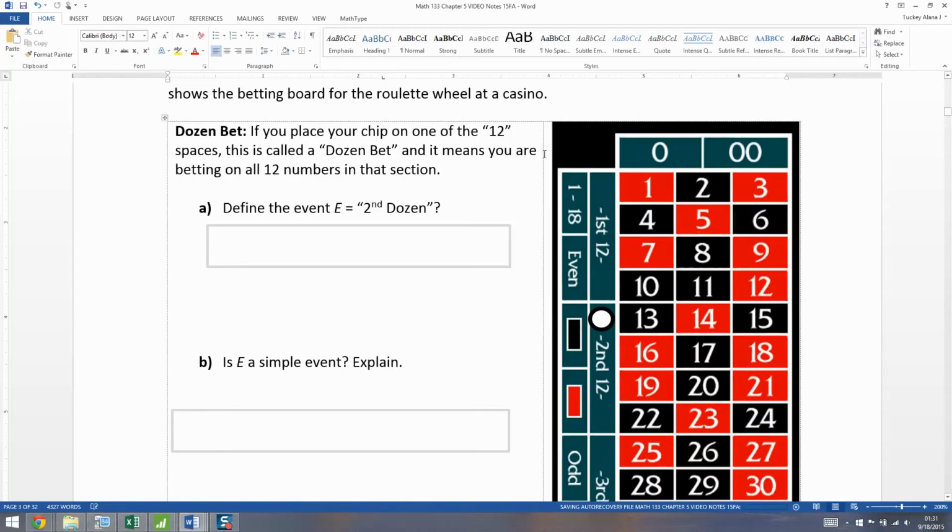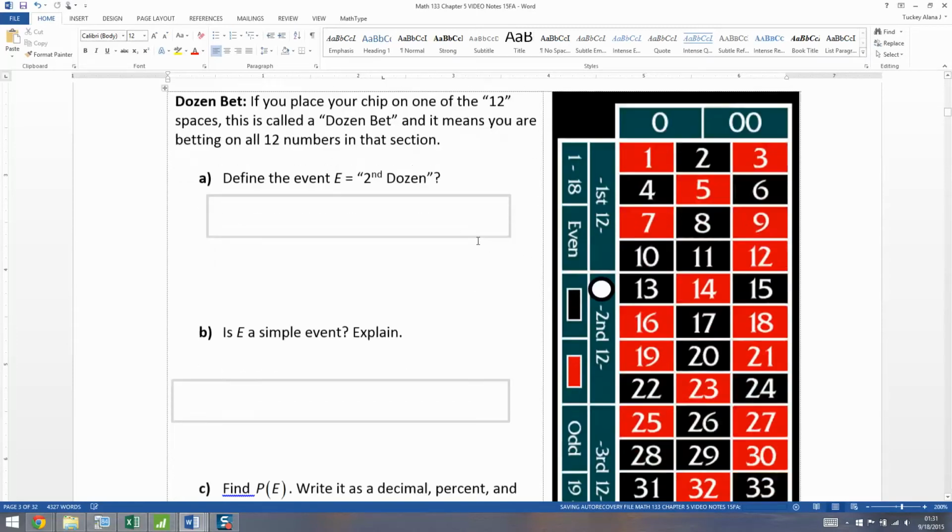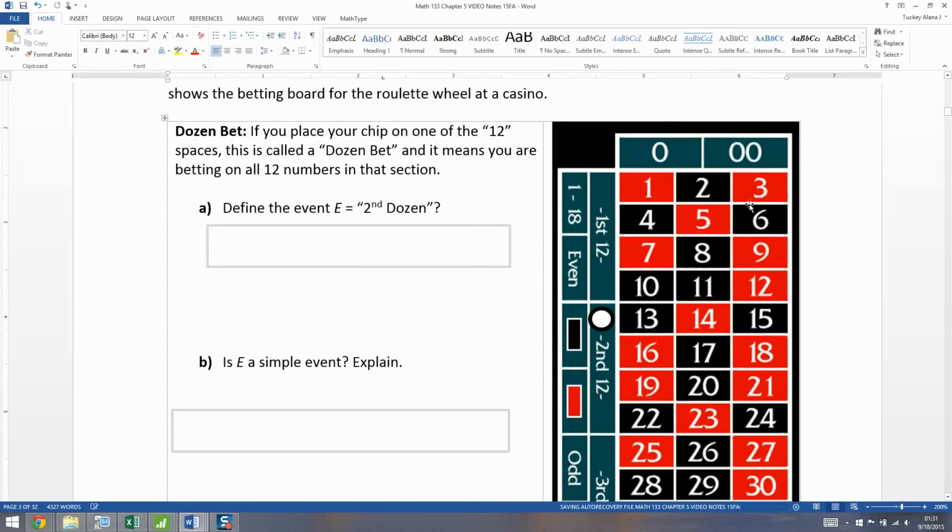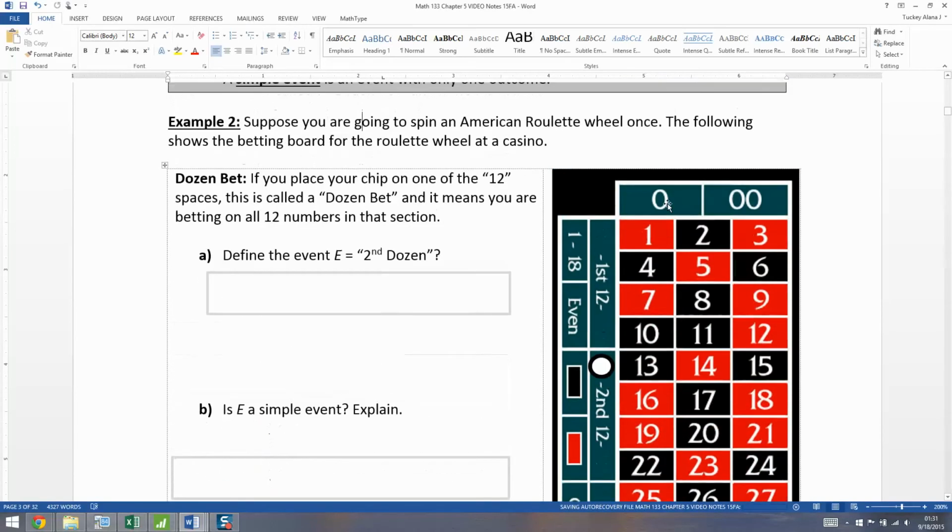And you're going to place your chip on the dozen bet. So let me explain this. The way the roulette board works is it has all these numbers listed out, 0 and 00 up at the top. And you place your chip, your little round plastic disc, wherever you want to bet. So if you want to bet on 4, you'd place your chip on 4. If you want to bet on 2, you place your chip on 2. If you want to bet on this corner right here, that would be betting on all 4 of those numbers. Things like that. There's all sorts of different bets. We'll talk about them more a little bit later.